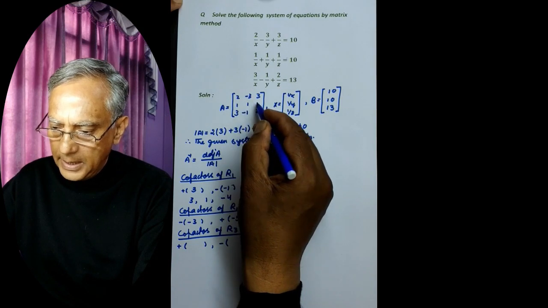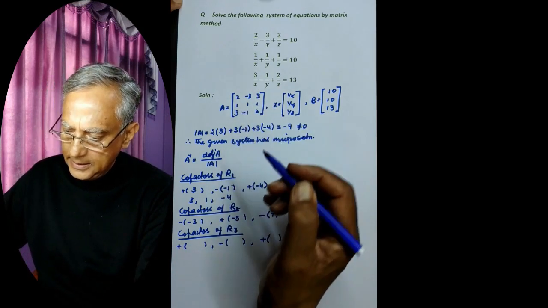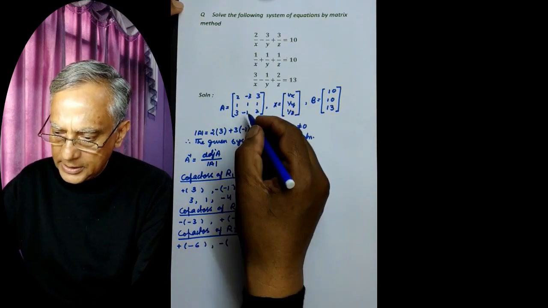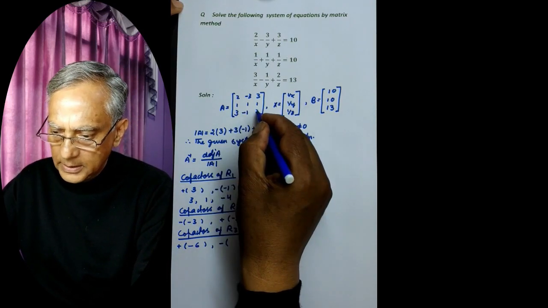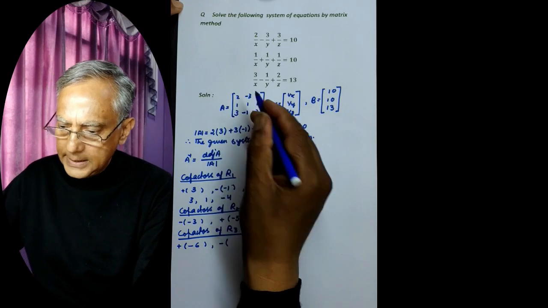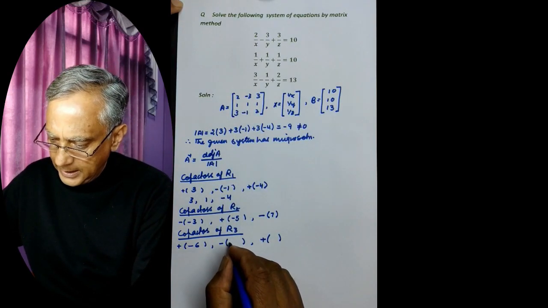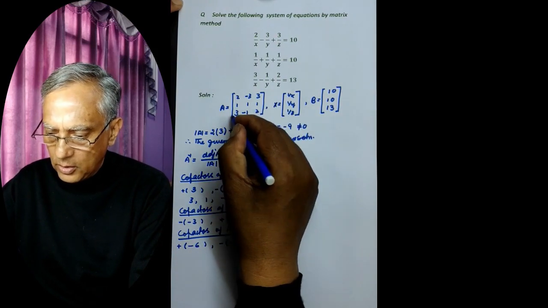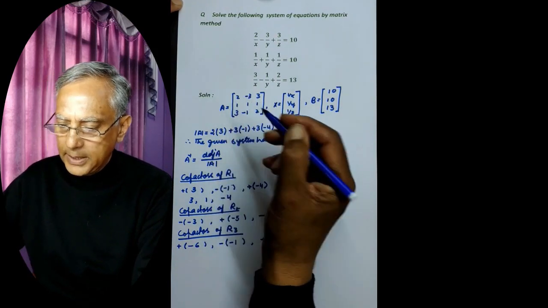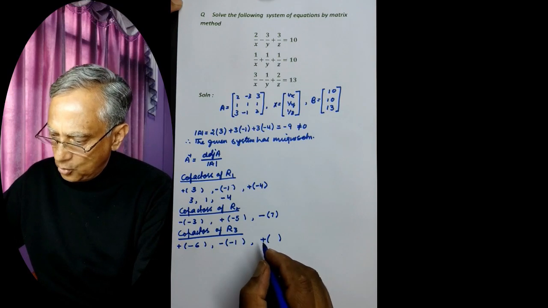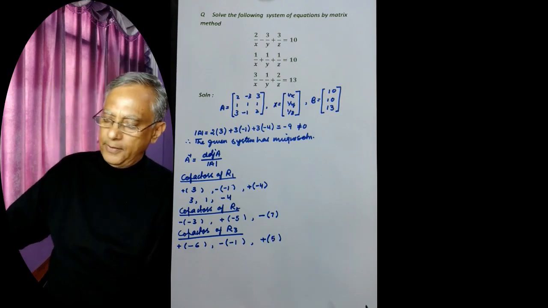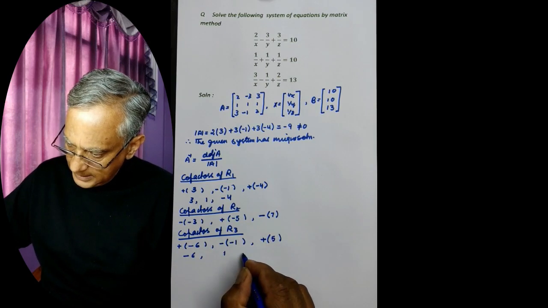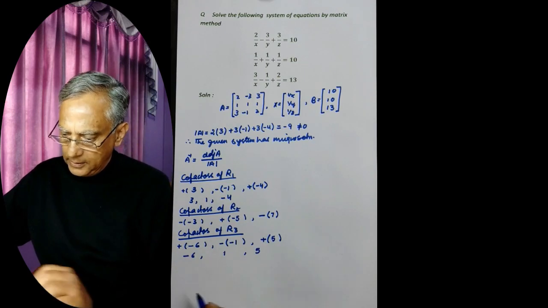So we are left with minus 3 minus 3, that is minus 6. Next is this, delete the row and column. 2 minus 3 is minus 1. Next is this, delete the row and column. 2 minus minus 3, 2 plus 3 is 5. So this is minus 6, minus 1 and 5.